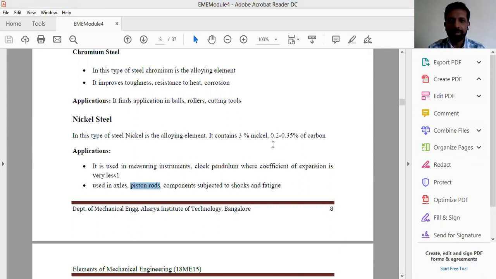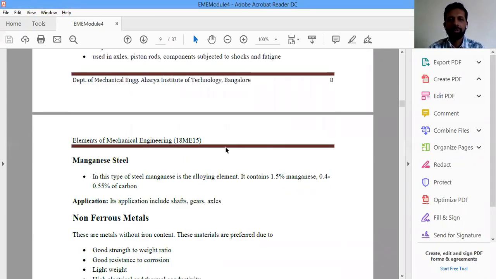It is also used in axles and piston rods, that is, in high-end versions like railway engines and ship engines. So manganese steel: manganese has a different characteristic. Adding manganese will help in wear resistance, so they are not so easily worn out. Adding manganese to a certain percentage into steel or iron will give more wear resistance. So they are generally used in shafts, gears, and axles. Also their toughness will be increased.